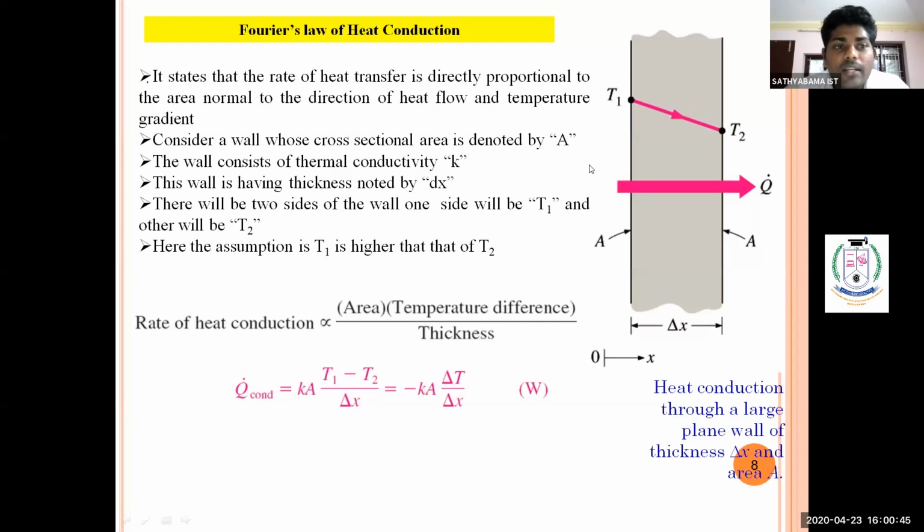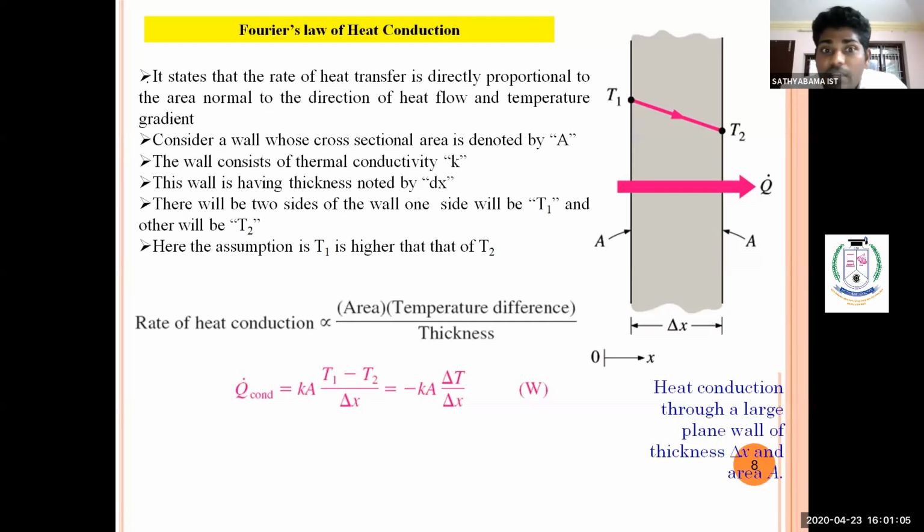Now coming to the statement: the rate of heat transfer is directly proportional to the area normal to the direction of heat flow and the temperature gradient. Consider a wall. Look at this wall. Its cross-sectional area is denoted by A, which I have marked here.